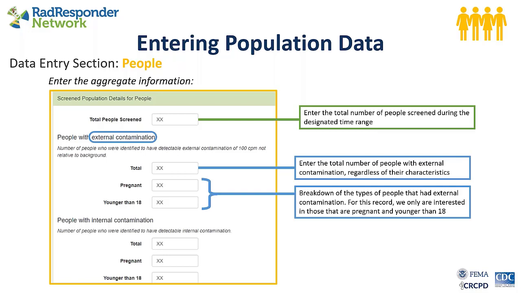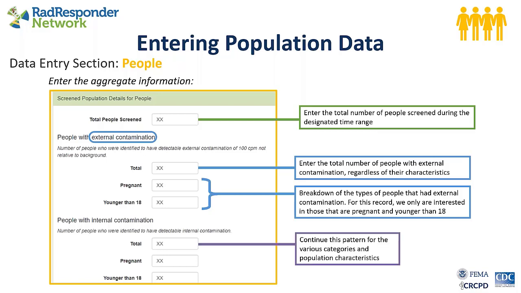Based on what you select, you can then track the number of pregnant people with external contamination and people younger than 18 with external contamination. You'll continue this pattern for the various categories and population characteristics as you go down.